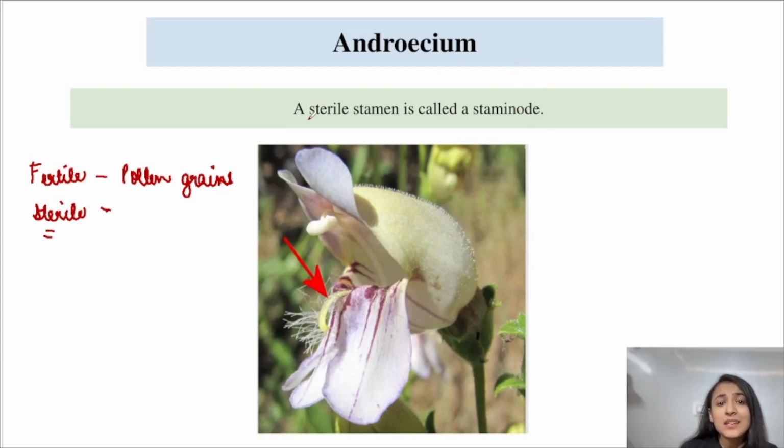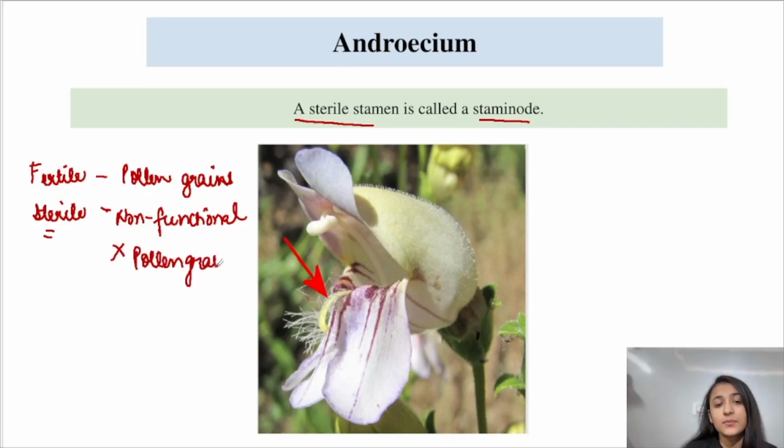A sterile stamen can also be known as a staminode because they are non-functional. A sterile stamen is non-functional because they do not produce pollen grains. So, no pollen grains are produced in this case. That is why sterile stamens are also known as staminodes.